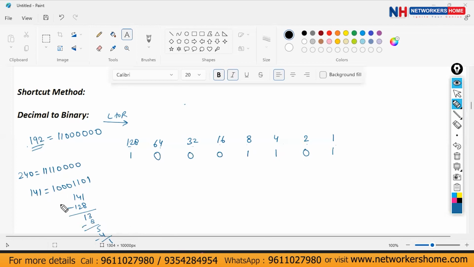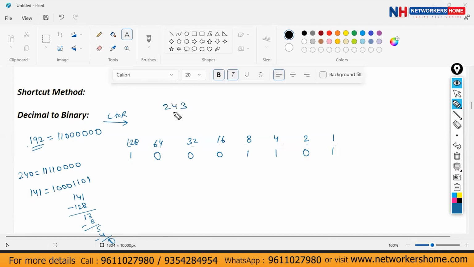Clear to everyone? Ajay, you said that once it is 0, the rest of all will be 0, right? No. If this value comes 0 when we are subtracting, then the remaining will be 0. Okay. Yeah.